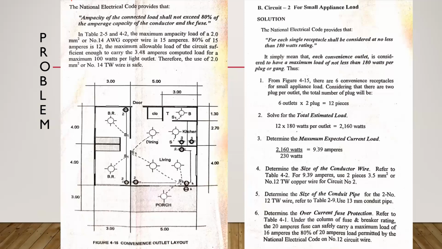So, okay, proceed tayo sa ating next plan, which is yung ating convenience outlet layout. So we have the plan layout here, floor plan niya. So meron tayong comment from NEC provides that for each single receptacle shall be considered no less than 180 watts rating. It is simply mean that each convenience outlet is considered to have a maximum load of not less than 180 watts per gang or yung ating per plug.